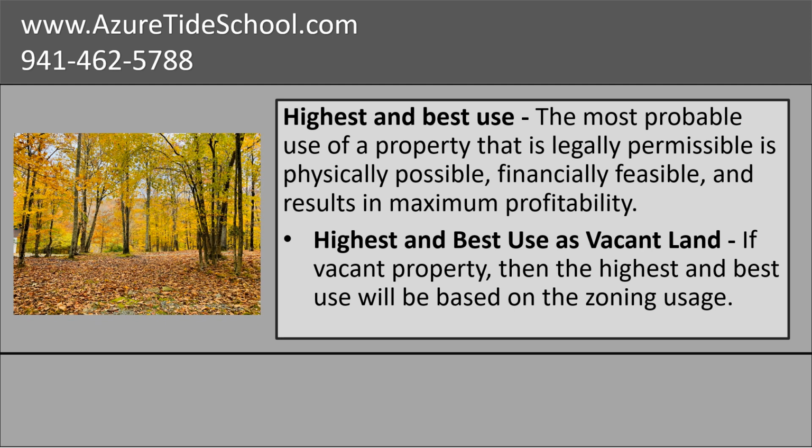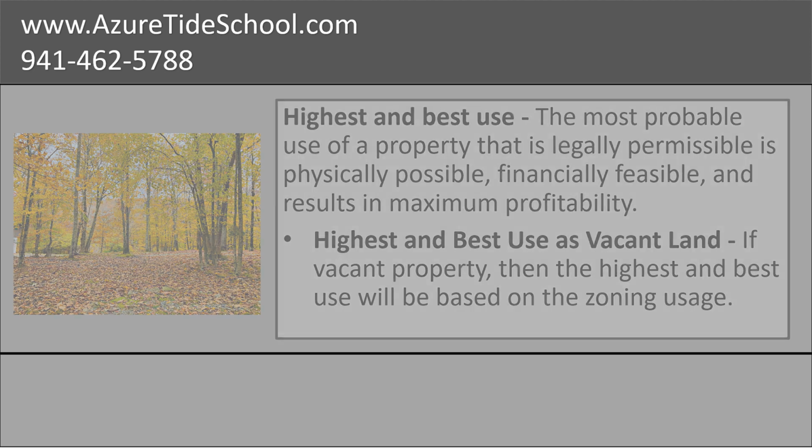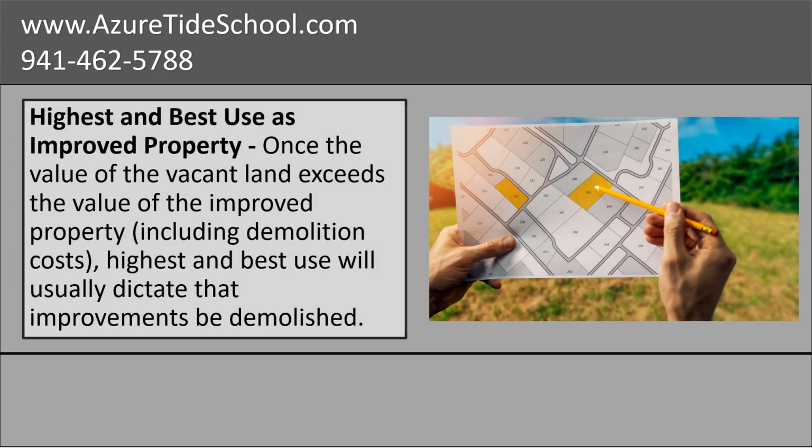Highest and best use. The most probable use of a property that is legally permissible, physically possible, financially feasible, and results in maximum profitability. Highest and best use as vacant land: if vacant property, then the highest and best use will be based on the zoning usage. Highest and best use as improved property: once the value of the vacant land exceeds the value of the improved property, including demolition cost, highest and best use will usually dictate that improvements be demolished.